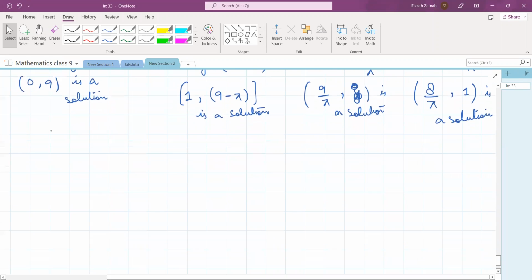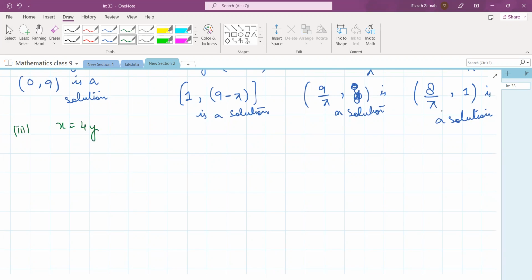Let me take the third equation, that is x is equal to 4y. Yes, Jaslyn, written. Zeba, who was there in the class? Zeba is not here. I think she's having some connectivity issue.